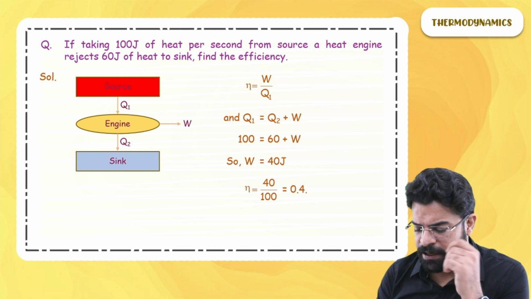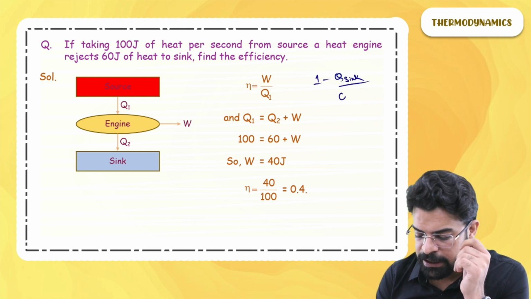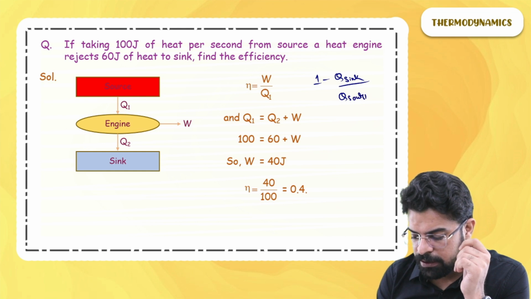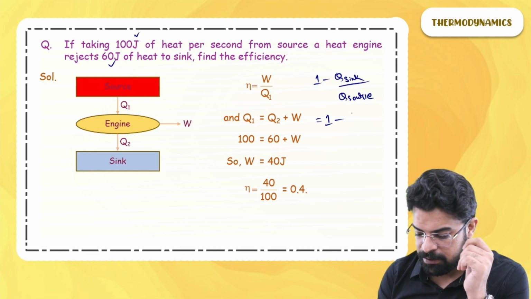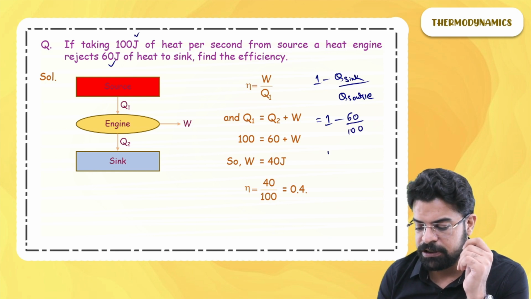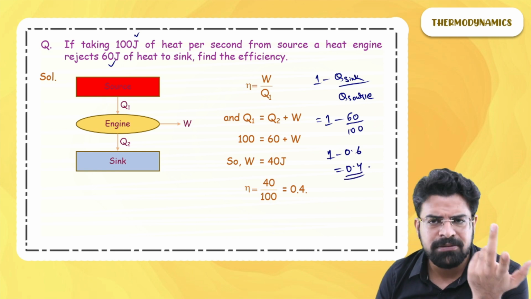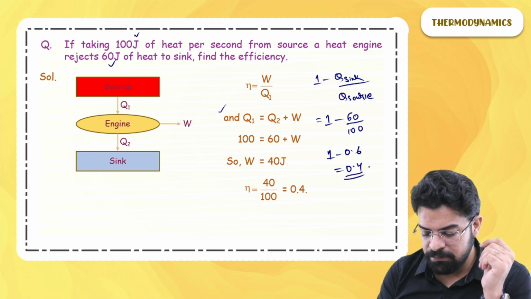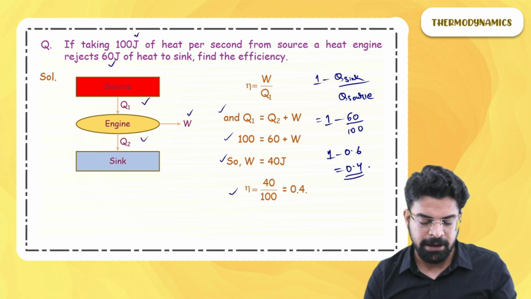Sir, you could have directly used 1 minus heat rejected to sink upon heat taken from source, or you can have done 1 minus directly 60 by 100, and 60 by 100 is 0.6, so 1 minus 0.6 gives you 0.4. Same thing. Now I just want to explain a little bit more to revise again the relationship between them.